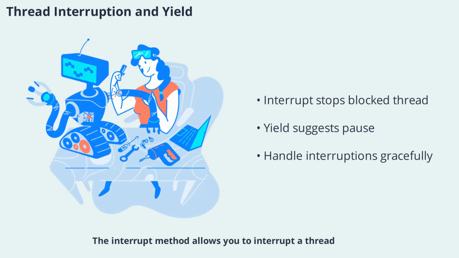The interrupt method allows you to interrupt a thread, especially if it's blocked in wait, sleep, or join. This throws an InterruptedException, enabling you to handle interruptions gracefully. The yield method suggests that the current thread pause execution to let other threads run. Yield is a hint to the scheduler and may not always result in a pause. These methods help manage thread coordination and responsiveness.